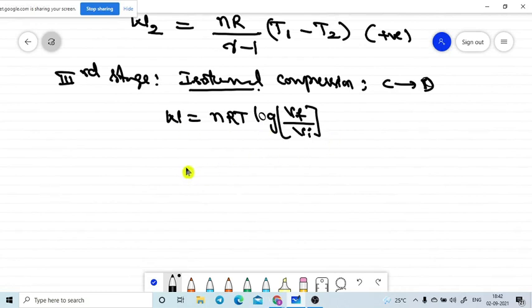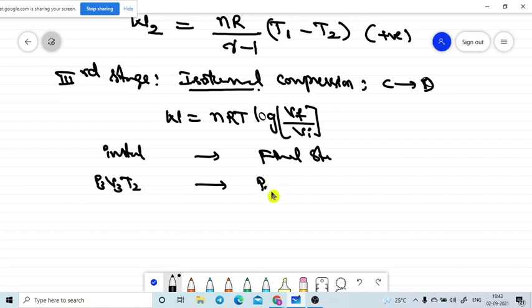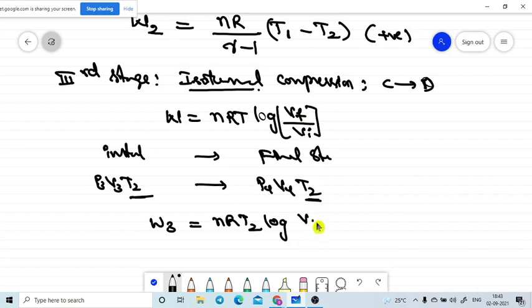Let me take this one. It is the isothermal compression. Now what is the initial state here, and what is the final state? Here it is P3, V3, T2. So we are moving from P4, V4, T2. Now in the third stage, W3 is equal to nRT2, since the temperature is T2, log of final volume V4 divided by initial volume V3.